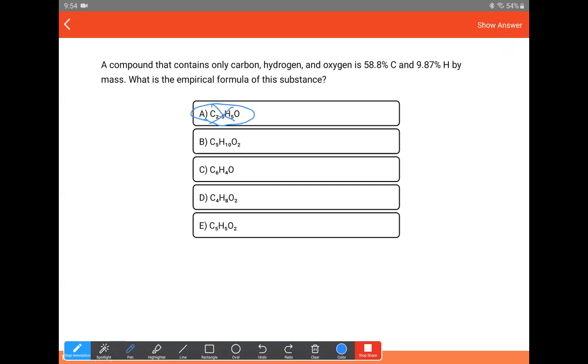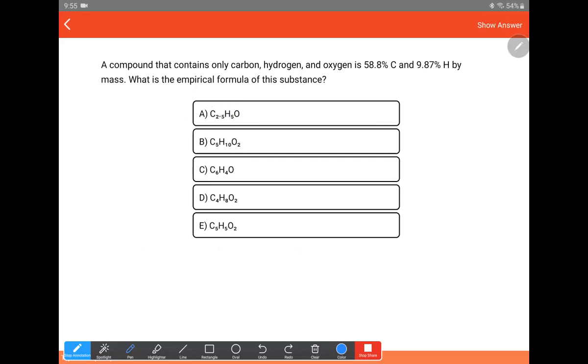So remember, we talked about if you have percentages that you can convert those to assume a 100-gram sample, because what we want to do for each one is start in grams of that specific atom and then get to moles. Then we're going to divide by the moles of the least amount and figure out our ratio.